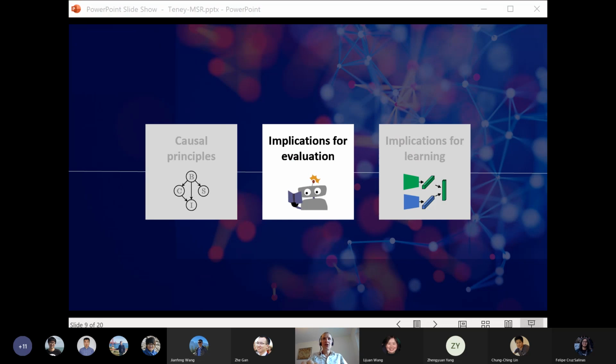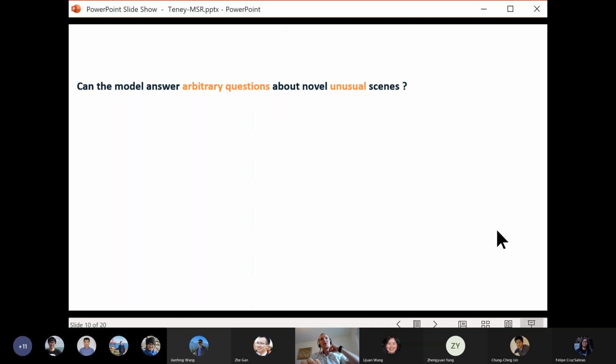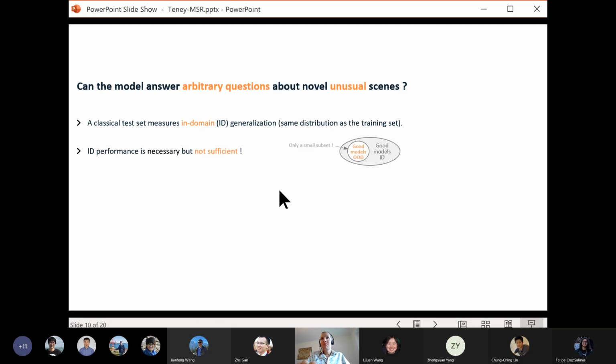So I will come back later to the learning of models. And first, I want to talk a little bit about the evaluation of models. So in evaluation, we want to know basically whether a VQA model can answer arbitrary questions about novel and unusual scenes. And a classical test set measures the in-domain generalization, so with questions from the same distribution as the training set. And that's not sufficient because it doesn't say whether the model is merely doing shortcut learning, like guessing answers using dataset biases.